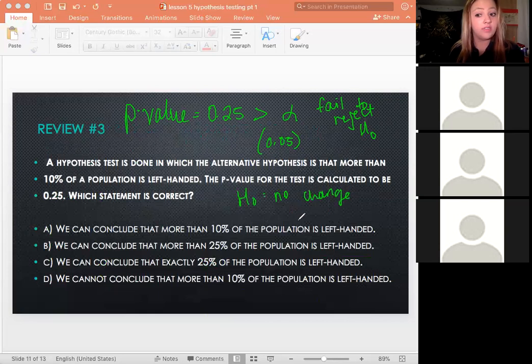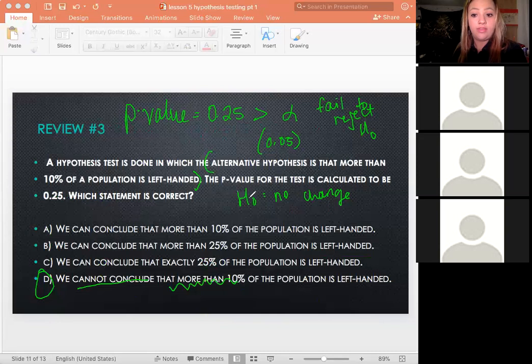If we fail to reject the null, remember the null is saying that there's no change. So we're failing to reject it. So we're kind of just saying that we're still going to assume it's true. So that's why D is correct, because it's saying we can't make any conclusion that there's a change, which would be more than 10% of the population is left-handed. We're trying to see, so the alternative hypothesis, that it's more than 10%.